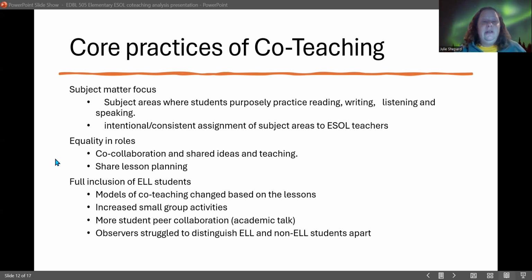The full inclusion of ELL students. So the models needed to change based on the lessons. There was an increase in small group activities. There was more student peer collaboration, so they were able to talk to each other using the academic terminology during the lessons. And what they found while they were observing some of this is that they couldn't tell the difference when it was working between the ELL students and the non-ELL students, because they flowed together so well during the class time.